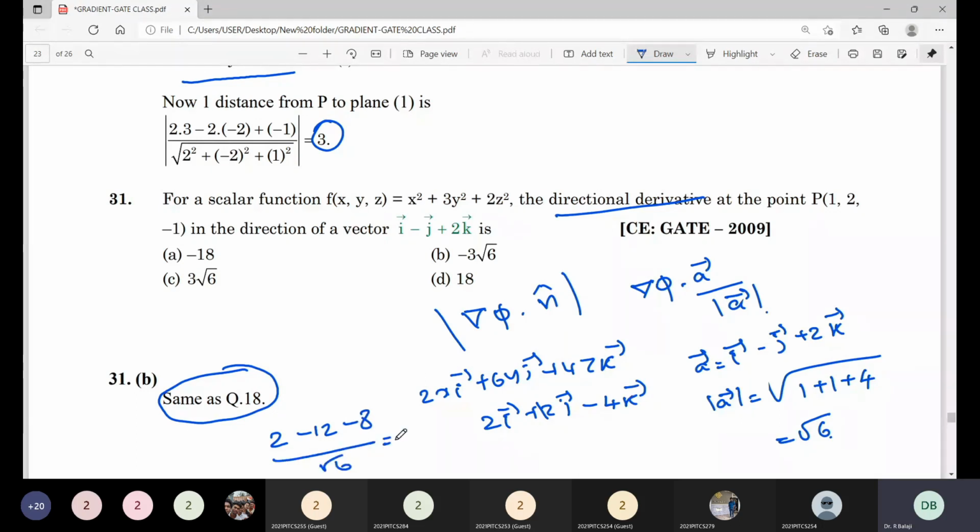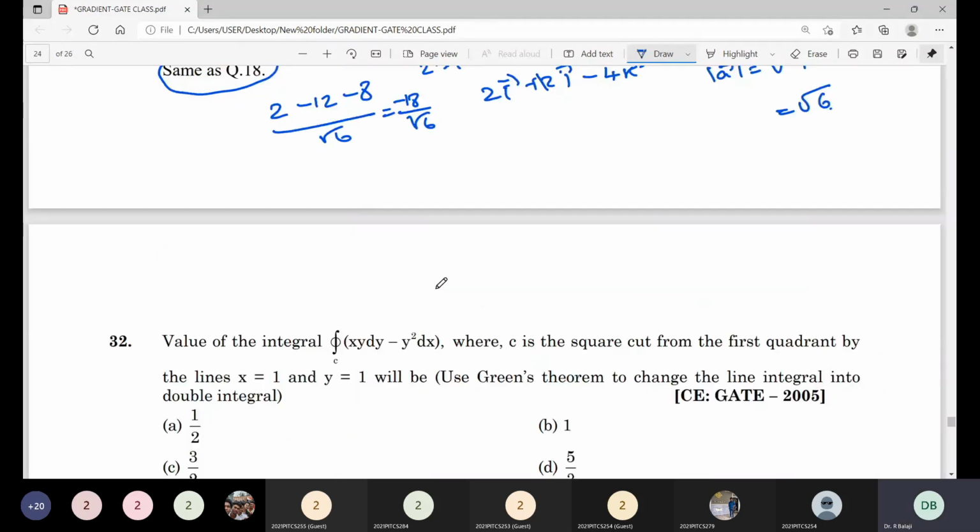So 2 minus 20 is minus 18 divided by root 6. I think the answer is B: minus 3 into root 6. Next.